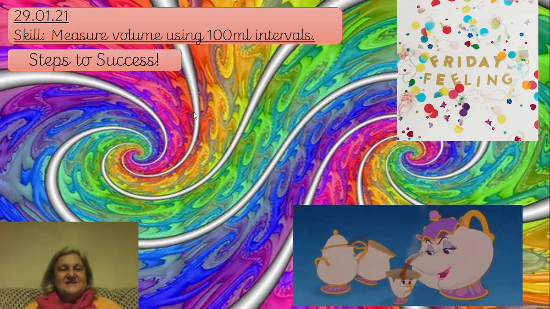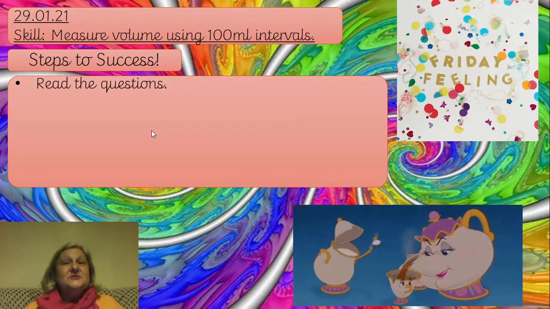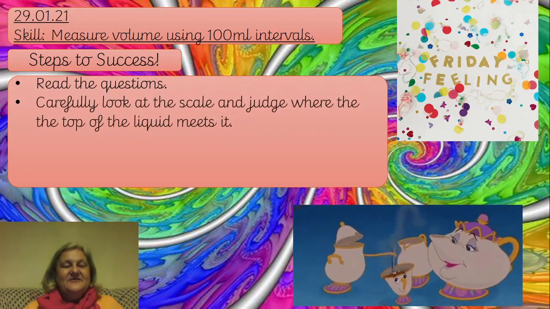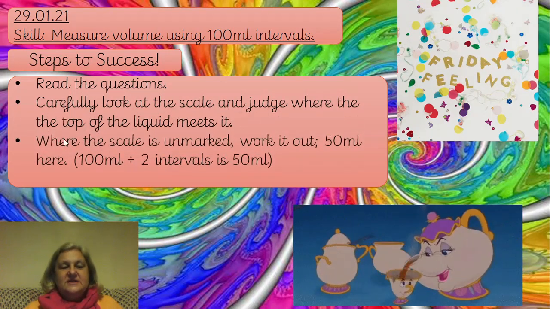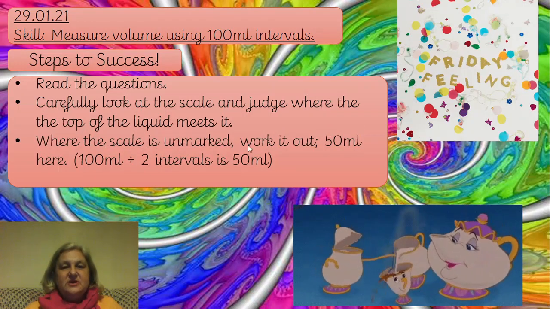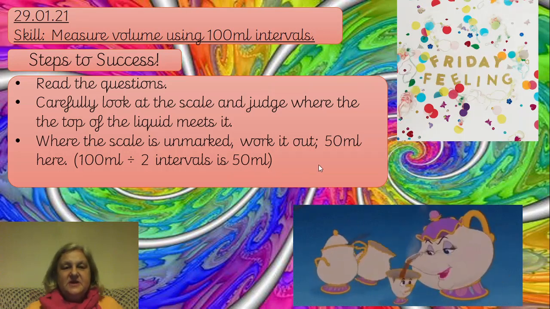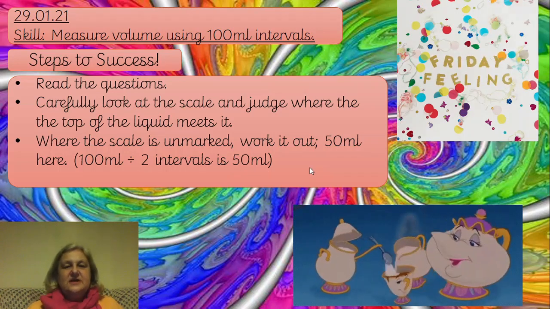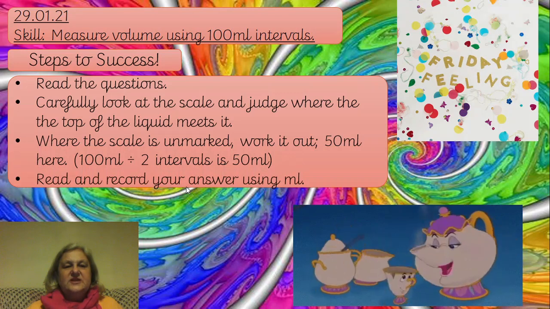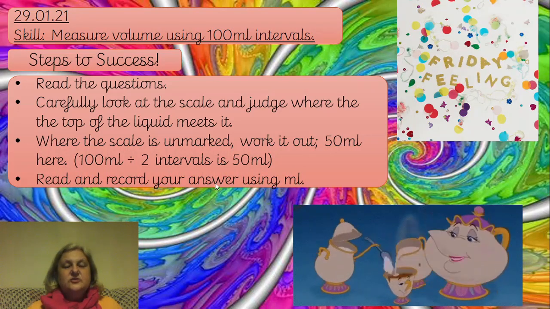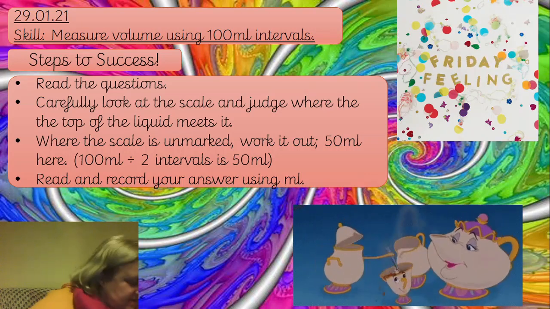So our steps to success today are: read the questions. Always read the questions carefully. Carefully look at the scale and judge where the top of the liquid meets it. Where the scale is not marked, you can work it out. And they are all 50 millilitres today, those intervals. Okay. Read the scale and record your answer using millilitres. Okay, so I'm going to move on to the questions.